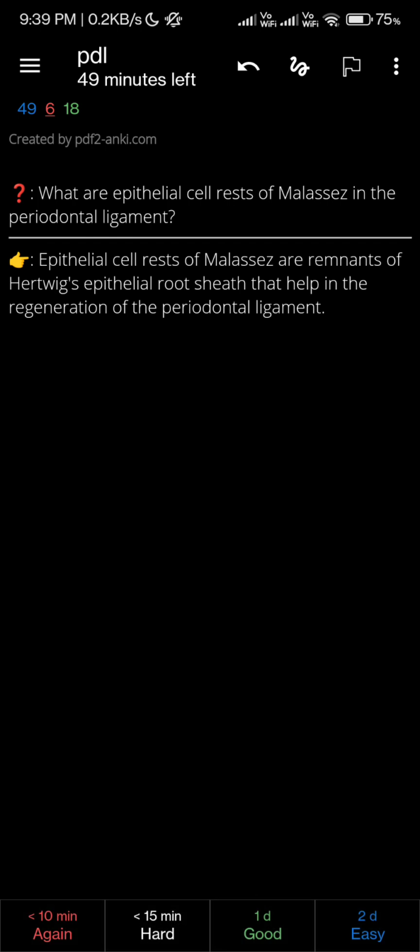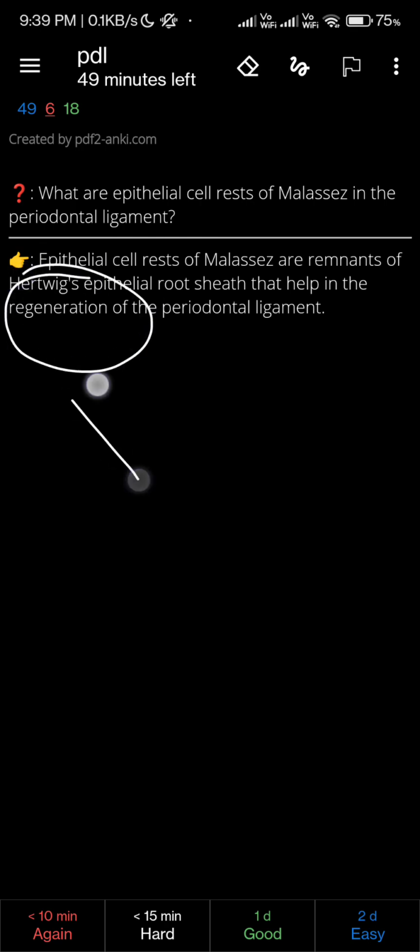What are epithelial cell rests? They are remnants of Hertwig's epithelial root sheath. They have differentiating capability and lie close to the cementum. They help in the regeneration of the periodontal ligament.